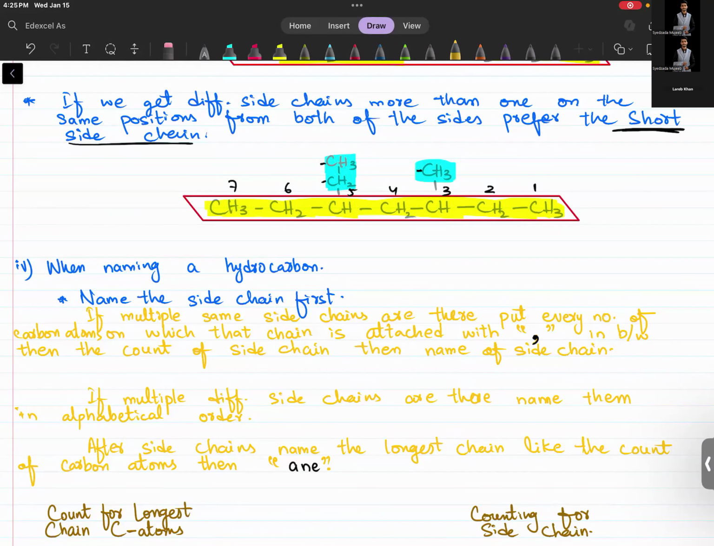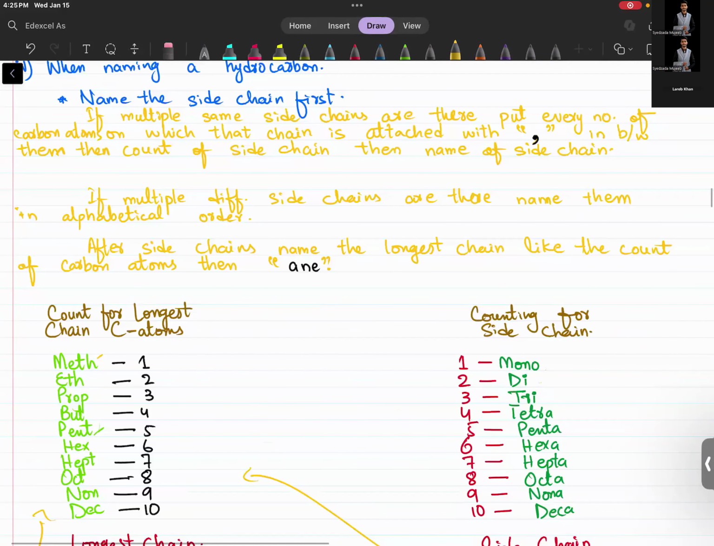Then count the number of side chains. Then name the side chain. If multiple different side chains are there, name them in alphabetical order. After the side chains, name the longest chain, like the count of the carbon atoms present in the longest chain, then "ane". Got it?